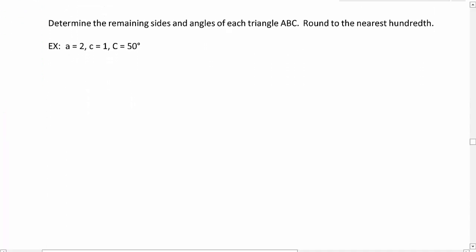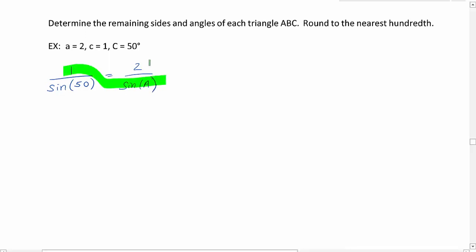So let's determine the remaining sides and angles of the triangle, and we'll round our answers to the nearest hundredth. I see side C and angle C, a known pair. So I know I can do law of sines here. I also notice that only one angle is given, so this is going to be the ambiguous case, and I'm going to have to be heads up for that. So side C over sine of angle C equals side A over sine of angle A. And we need to solve for angle A.